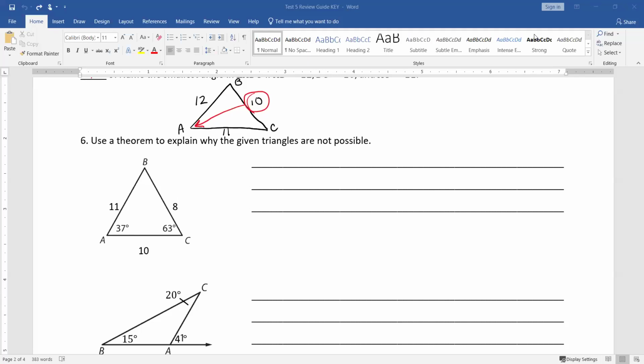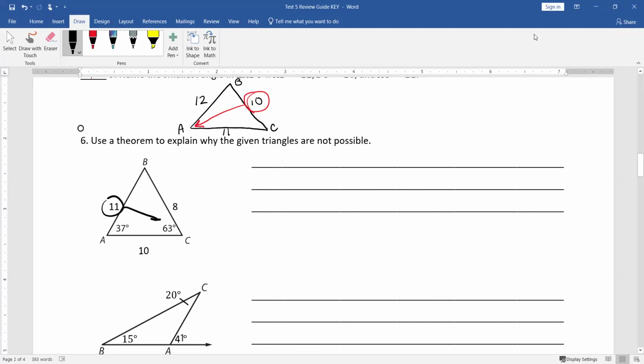Let's try that. All right, so number 6 asks us to use a theorem to explain why the given triangles are not possible. This goes back to what we know about triangles that do not have any congruent sides. So the longer side is opposite the largest angle. The smallest side is opposite the smallest angle.